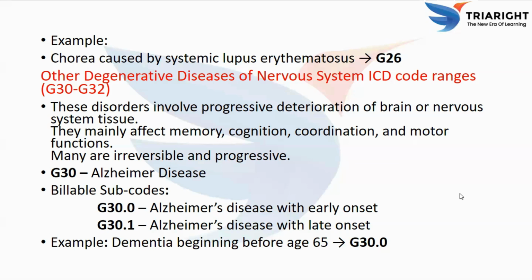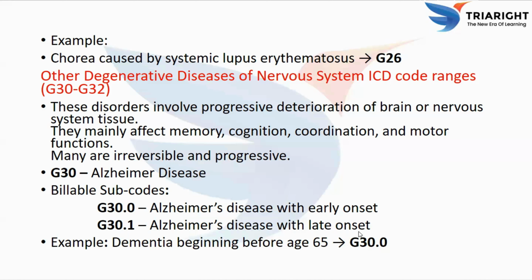So what are the billable subcodes of Alzheimer disease? G30.0 for Alzheimer disease with early onset. Right. So what do you mean by early onset and late onset? What is the difference between the G30.0 and G30.1 codes? Early onset means symptoms start before age 65, whereas late onset means symptoms begin after age 65. So G30.1, the late onset, is the common type of Alzheimer disease.